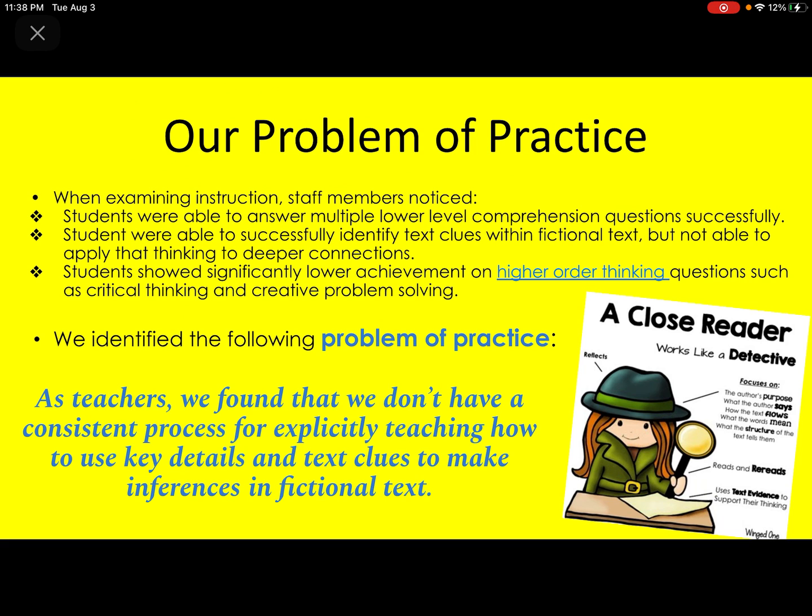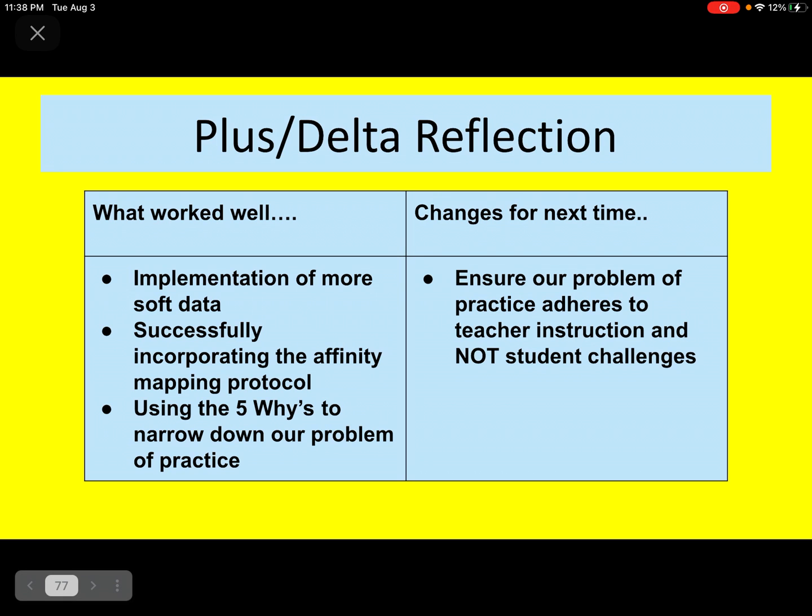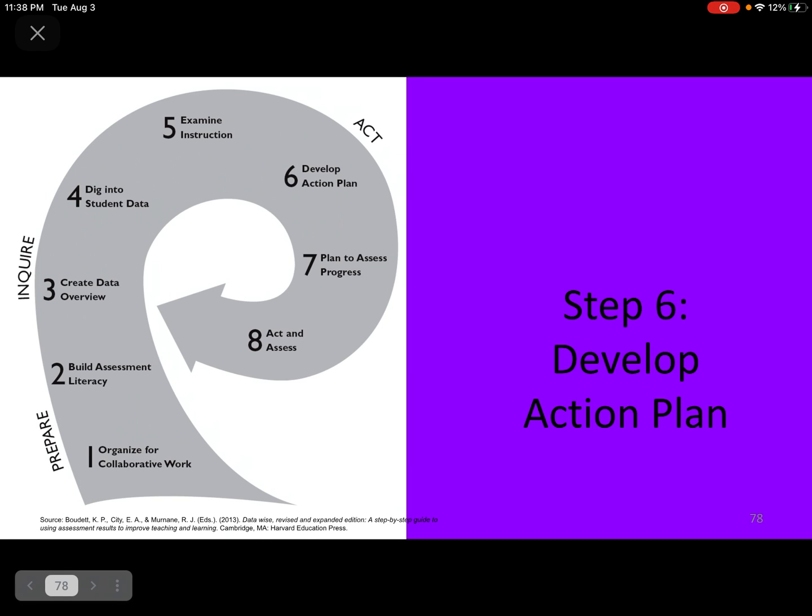When we examined instruction in those observations, staff noticed that students were able to answer multiple lower level comprehension questions successfully. They were able to successfully identify text clues within fictional text, but not so able in applying that thinking to deeper connections. They showed significantly lower achievement in higher order thinking questions such as critical thinking and creative problem solving. So as teachers, we found that we don't have a consistent process for explicitly teaching how to use key details and text clues to make inferences in fictional texts. And here is our plus delta reflection on that process.